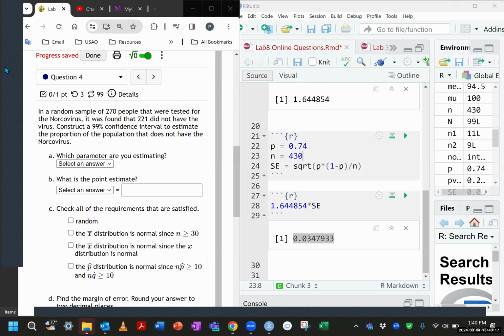Okay, so the confidence interval of those who do not have the virus. So I got n is 270 people total. p hat is the number of successes, those who do not have the virus: 221 over 270. Okay. I'm gonna fix my n there.